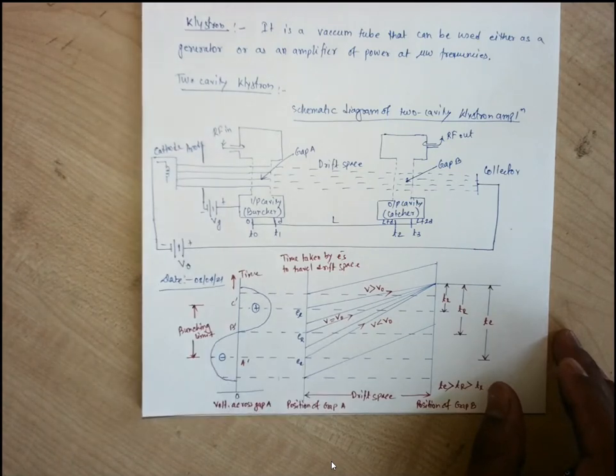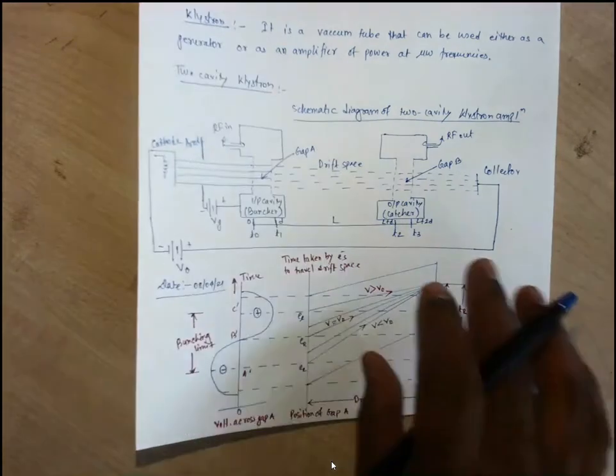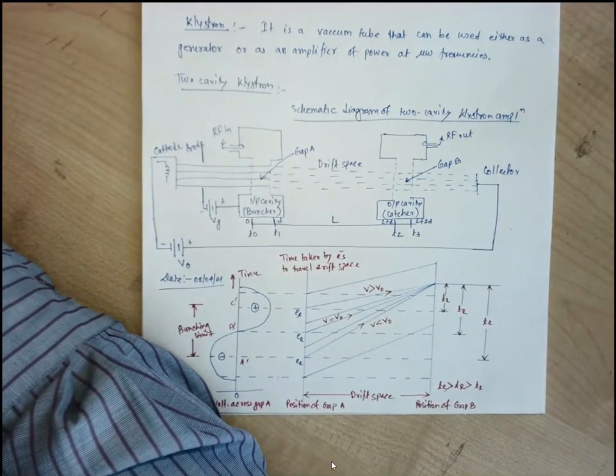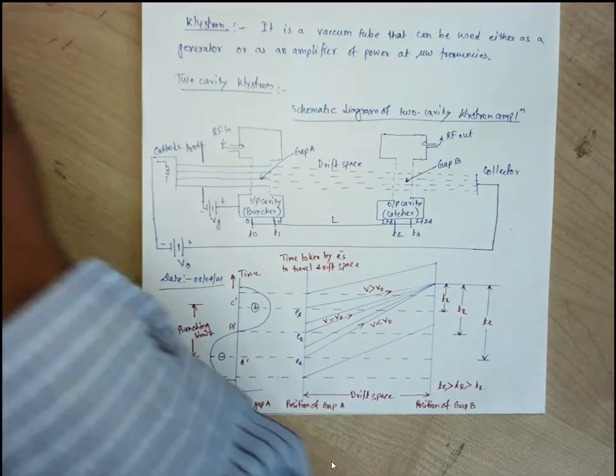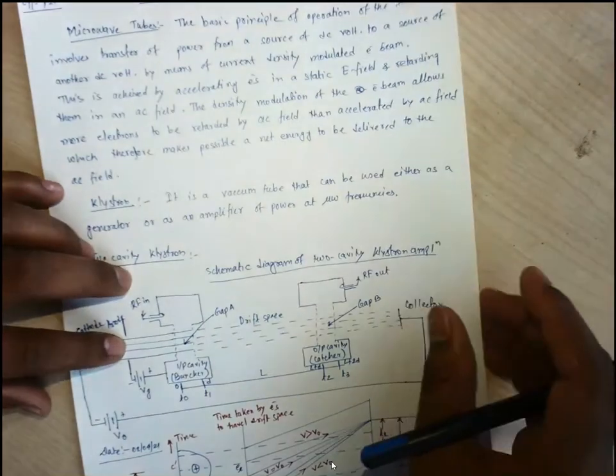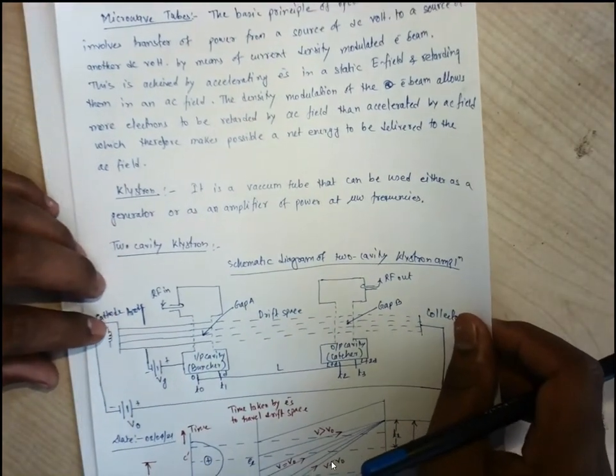So there is a certain operation, some theoretical part is there. I will give the scan copy of that. So let us move to the mathematical analysis for this klystron. Let us keep that theoretical part. What I have explained here, the same thing has been written. So let us move forward with the mathematical analysis.